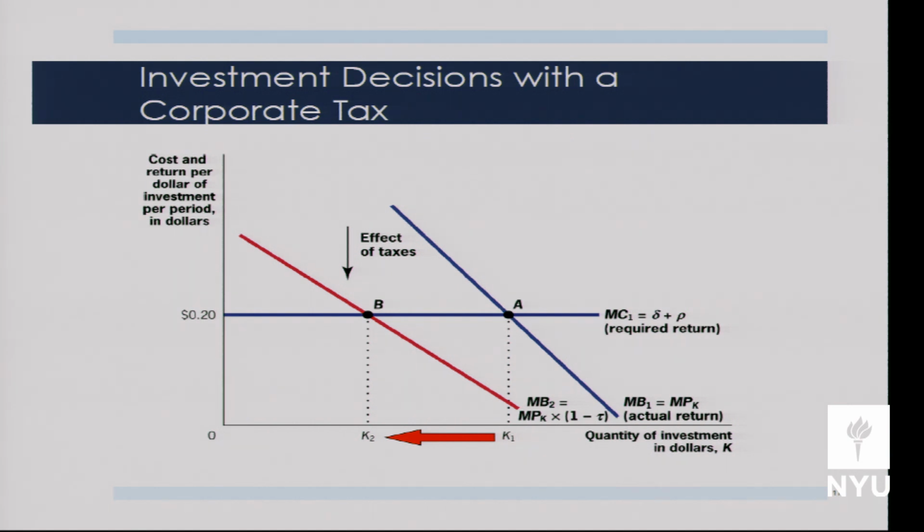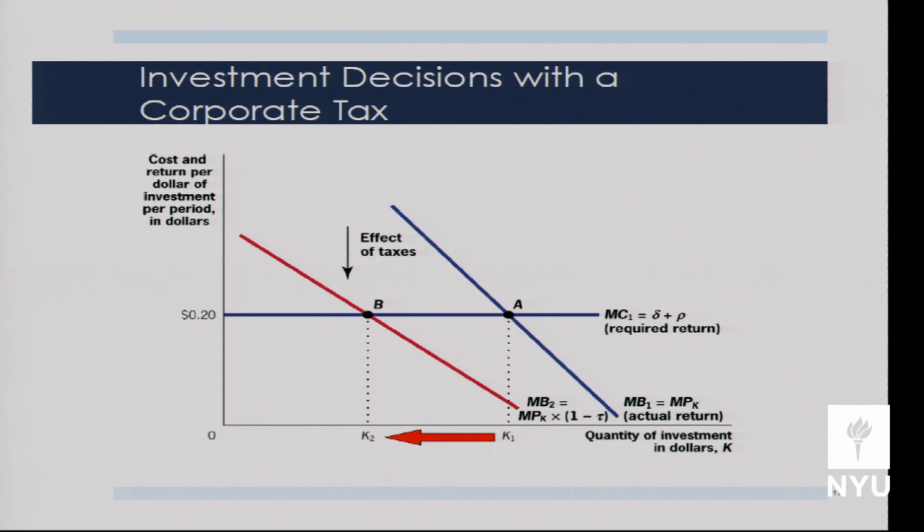Remember, equilibrium, the optimal level of investment, is where the marginal benefit of investment equates the marginal cost of investment. Originally, that happened at some capital level K1, where the marginal product of capital was 20 cents, what the marginal cost was. This particular example assumes that delta is 0.1 and rho is 0.1, so the marginal cost is 0.2. So when the marginal product of capital was 0.2, at level K1, that's where our optimal level of investment was. Then we levied the income tax, and we changed our marginal benefit curve.